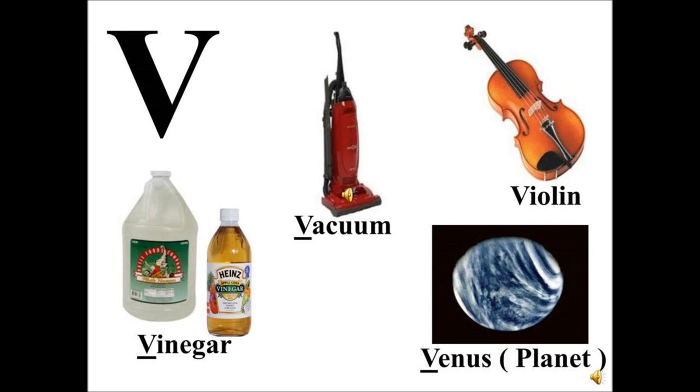What is that a picture of? That is called a planet. That is a picture of the planet Venus. Venus is a planet way, way up in the sky. You can't see it except through special eyes called a telescope. Venus is a V word.